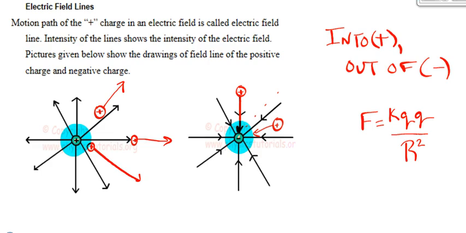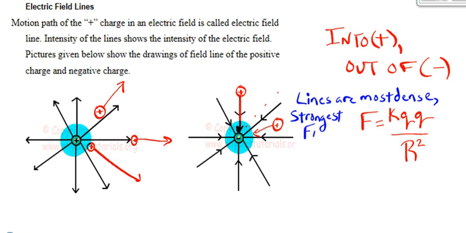So if you look at a field line diagram, where the lines are most dense, aka there's the most lines, that is the strongest field.